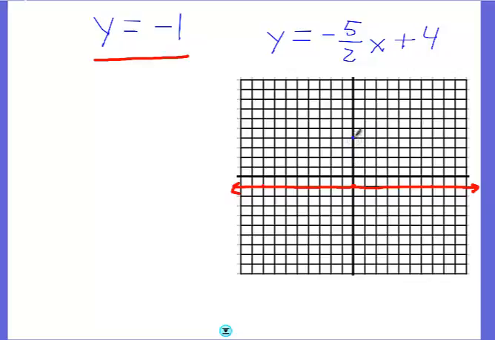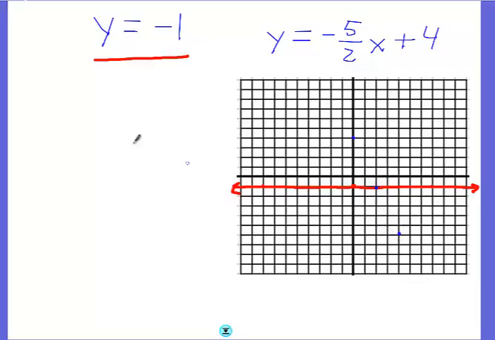1, 2, 3, 4. We're going to put our point. Then here we're going to go down 5 and to the right 2. So 1, 2, 3, 4, 5, 1, 2. Did I go down 5? Did I go left? Oh, sorry, that first point was wrong. I looked at it and knew that it was wrong. 1, 2, 3, 4, 5, 1, 2. Sorry about that.